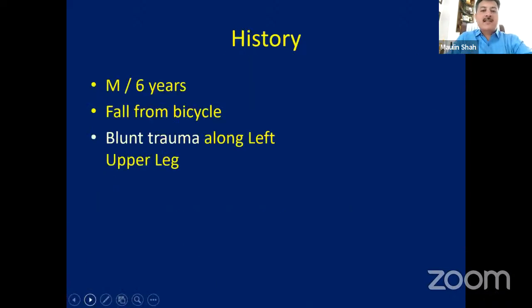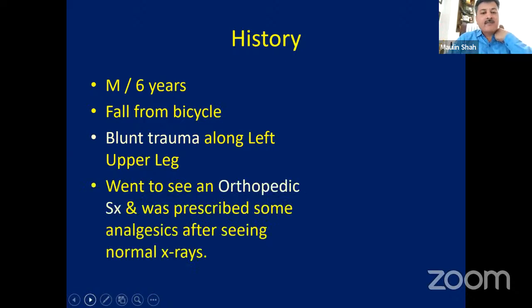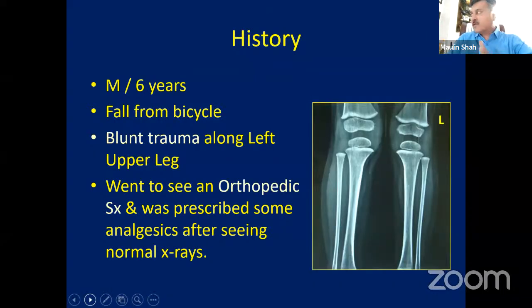So this is a 6-year-old boy who fell from a bicycle and had a blunt trauma along the left upper leg. They went to see an orthopedic surgeon, who prescribed some analgesics after seeing a normal x-ray. So this was the x-ray, and an analgesic was prescribed, saying this would be just blunt trauma.